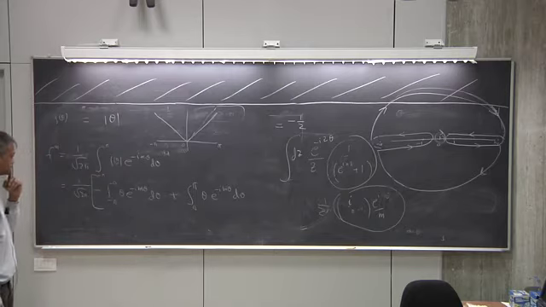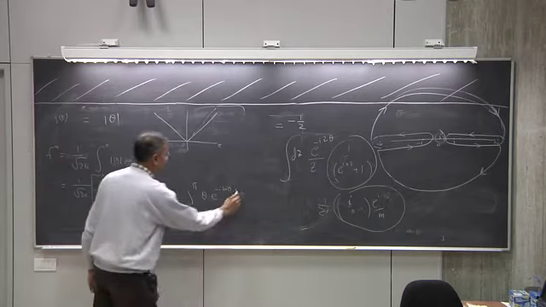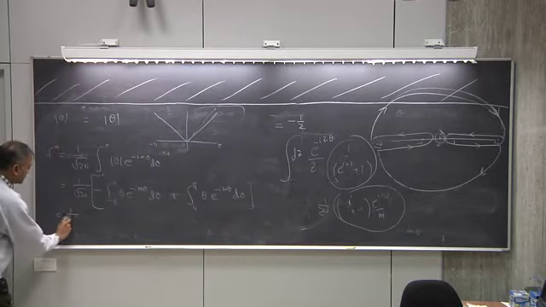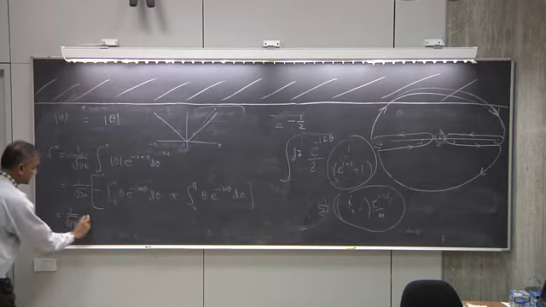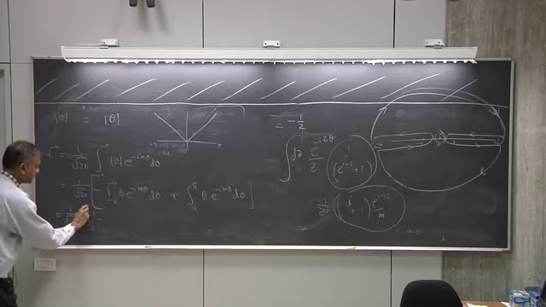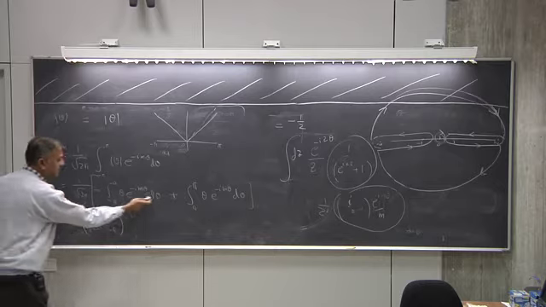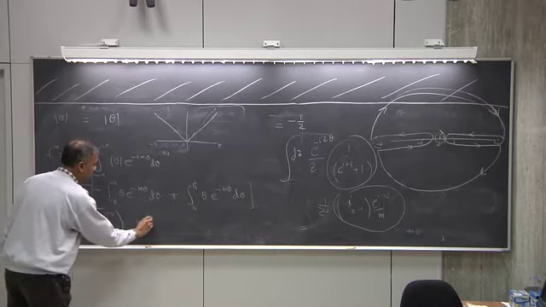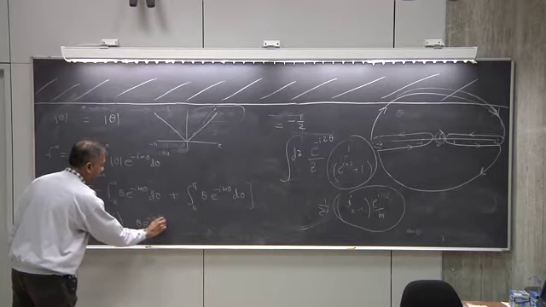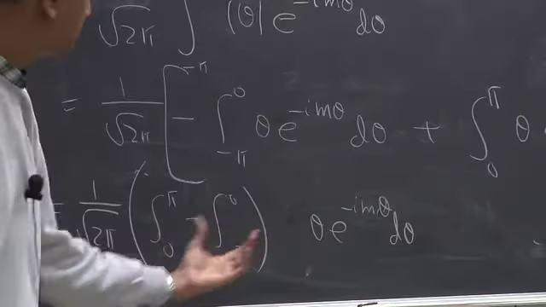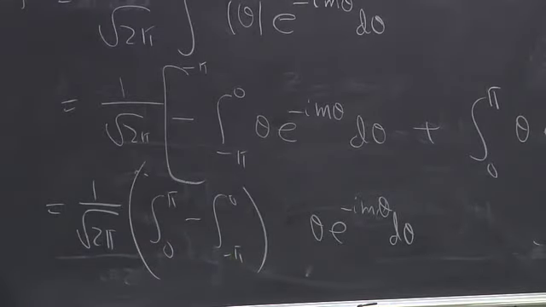Okay. So let me just, using a brief notation, write it like this: the integral from 0 to pi, minus the integral from pi to 0, because the integrand is the same, right? Theta e to the minus i m theta d theta. I'm just writing it in a shorter form, that's all. Because the integrand is the same, I'm just taking this. Okay, so how do we do this integral?